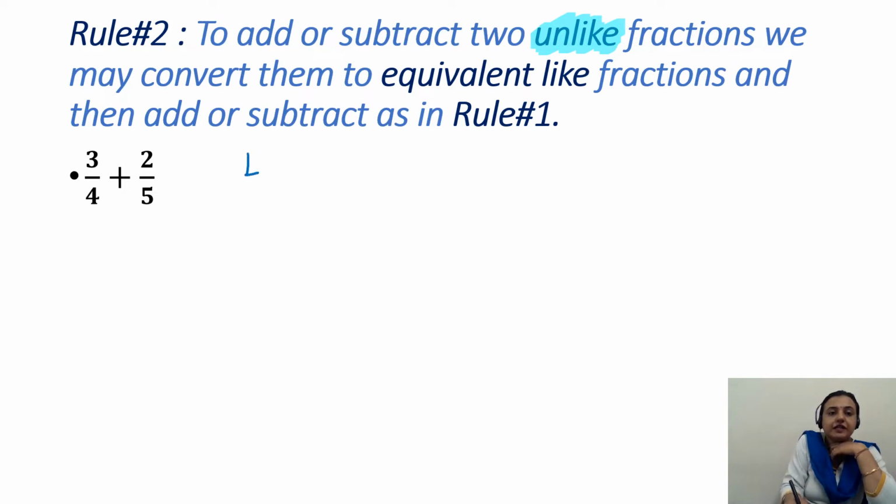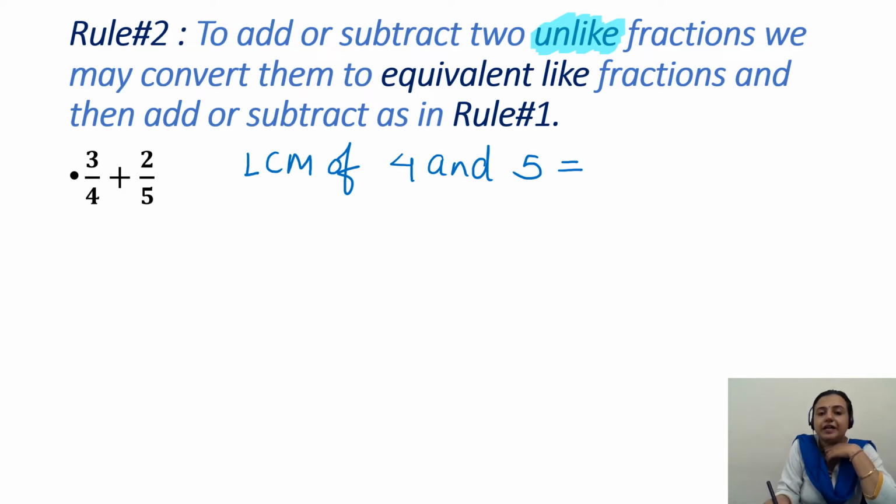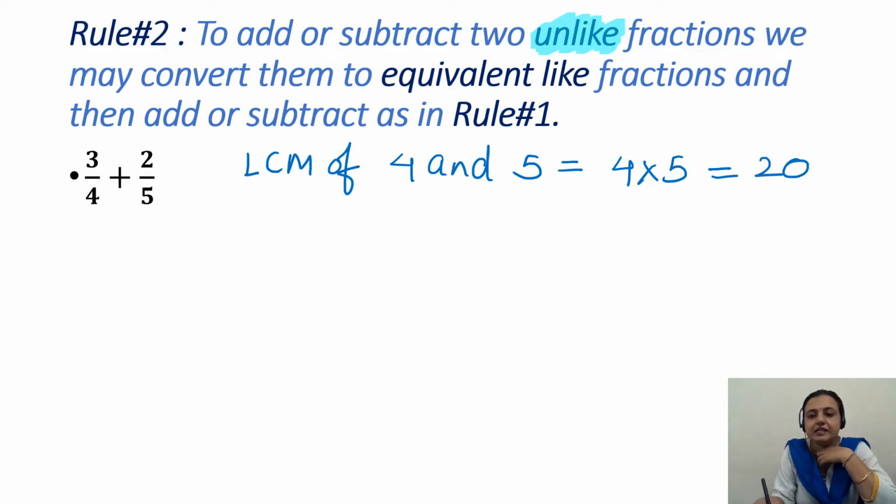So if I take the LCM of 4 and 5, it is equal to the multiplication of all the common factors and the uncommon factors of 4 and 5. So see, in 4 and 5 there is no common factor. Both have uncommon factors. So simply multiply 4 by 5 to get the LCM. So we get the LCM as 20.